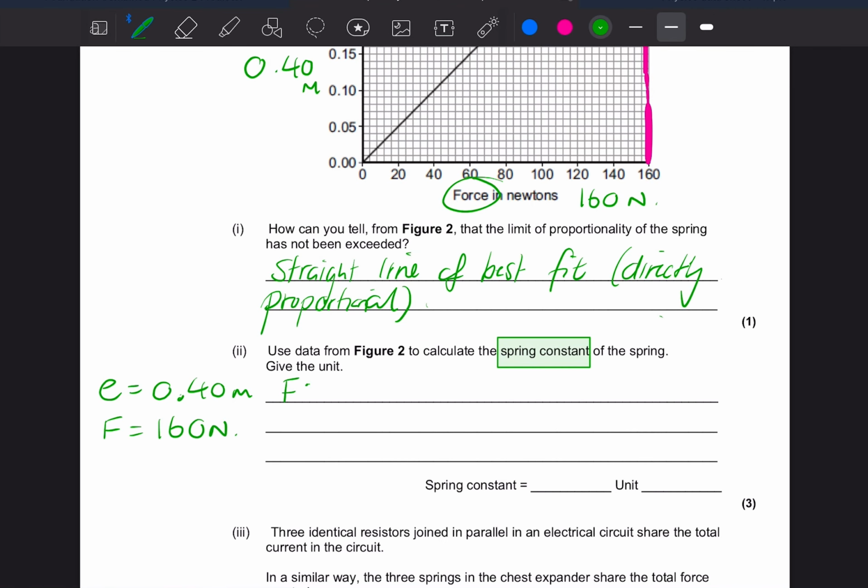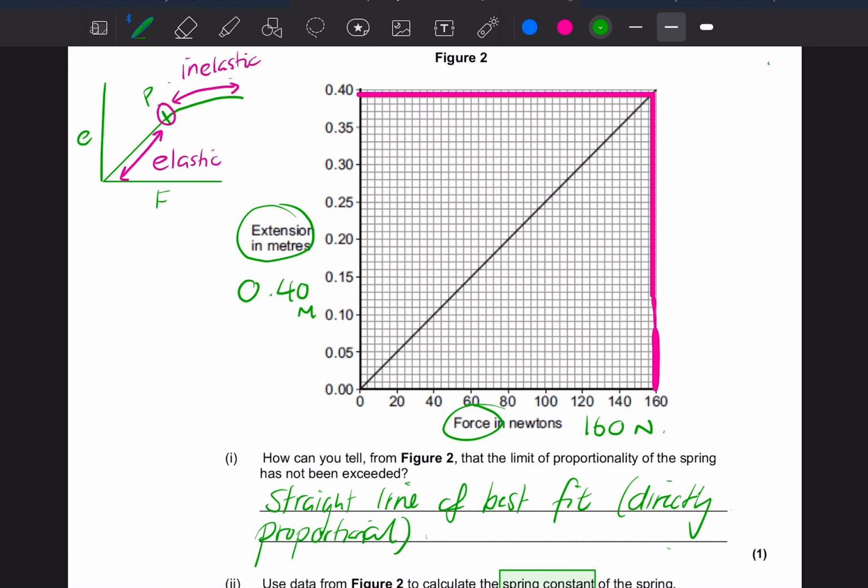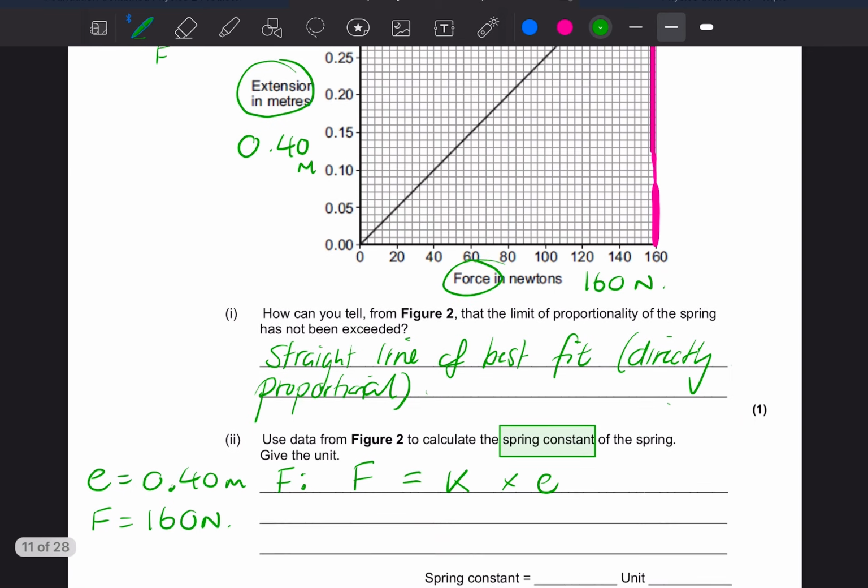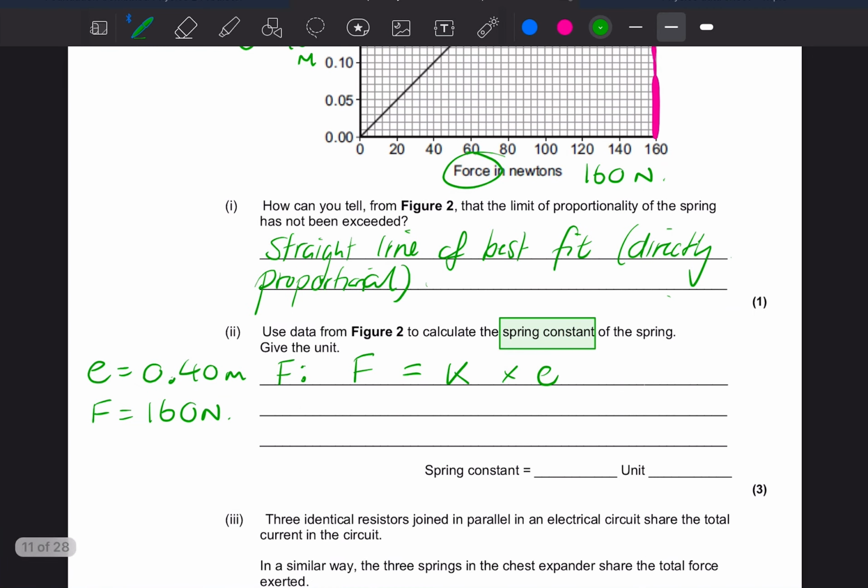So, use our formula. The force is equal to spring constant k times by the extension. Force should be in newtons. Spring constant, don't worry about that, and the extension should be in meters. Very often on these graphs you see the extension in centimeters. This one is in meters, so that saves us a job, but otherwise we would have to convert it to meters. So let's input our data. So the force, we said when the force is 160, the spring constant we don't know, but the extension is 0.40 meters.